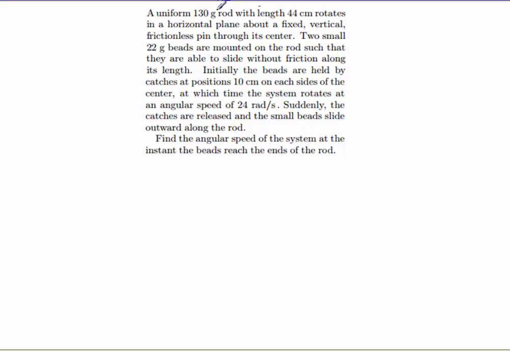Here you have a uniform 130 kilogram rod with a length of 44 centimeters. It rotates in a horizontal plane about a fixed vertical frictionless pin through the center. Two small 22 kilogram beads are mounted on the rod such that they are able to slide without friction along its length. Initially, the beads are held by catches at 10 centimeters on each side, and now you're going to release it. And when you do, the beads will slide out. So what I want you to do on this one is tell me what the final angular velocity is going to be once you release it.